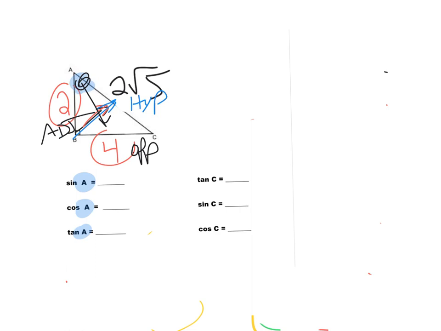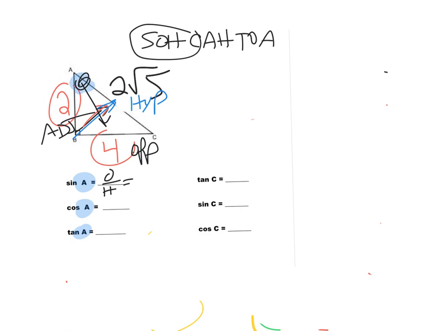So now to find the sine, that's going to be the SO portion of SOHCAHTOA. So here the sine is equal to the opposite over the hypotenuse. The opposite is 4. The hypotenuse is 2 radical 5.